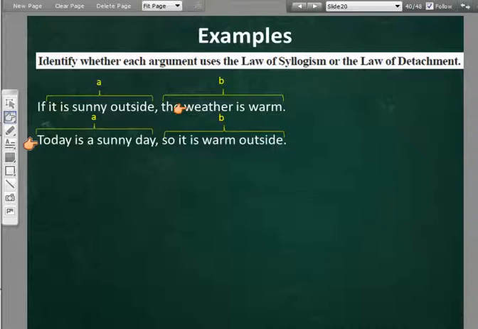Now our second sentence said, today is a sunny day, so it is warm outside. Well, all they did was say the same thing in a different way. Okay? They're talking about it being a sunny day matches it being sunny outside. So it is warm outside matches the weather is warm. Okay? So all I've got here is A's and B's, no C's. When you have C's, you've got syllogism.